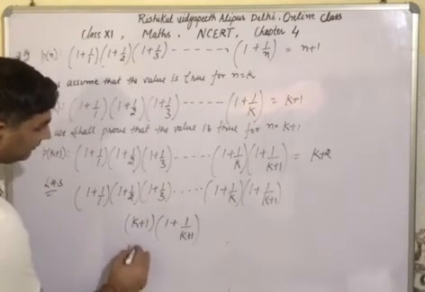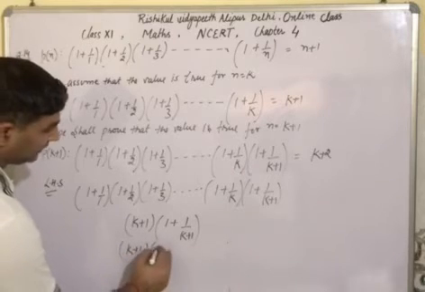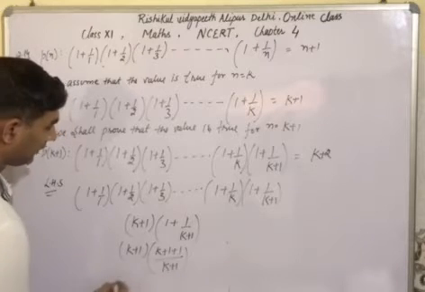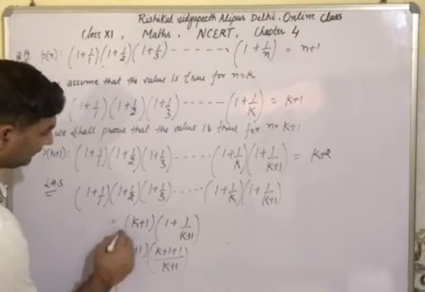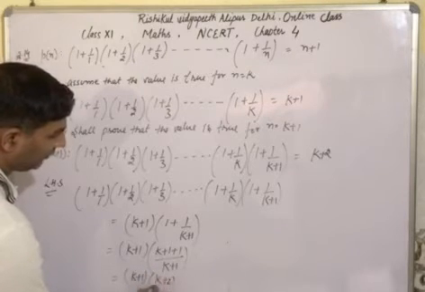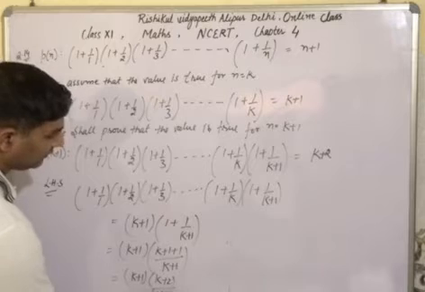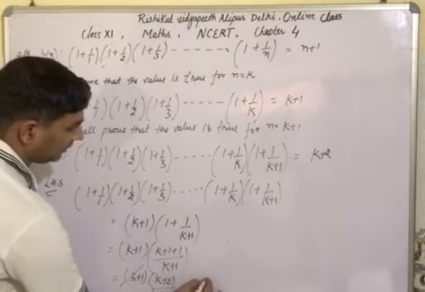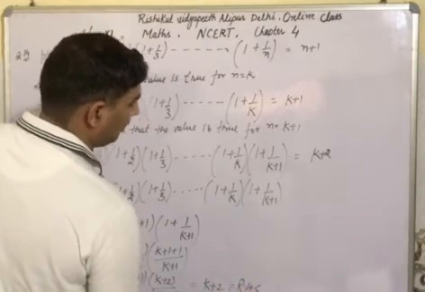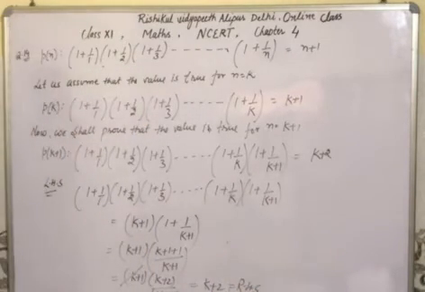Taking LCM of the second term, this is k plus 1 over k plus 1, and then this value is k plus 1 into k plus 2 upon k plus 1, and this cancels out, so this is equal to k plus 2, which is equal to RHS. Therefore P of k plus 1 is true. Whenever P of k is true, then by the principle of mathematical induction the value is true for all n belongs to N.